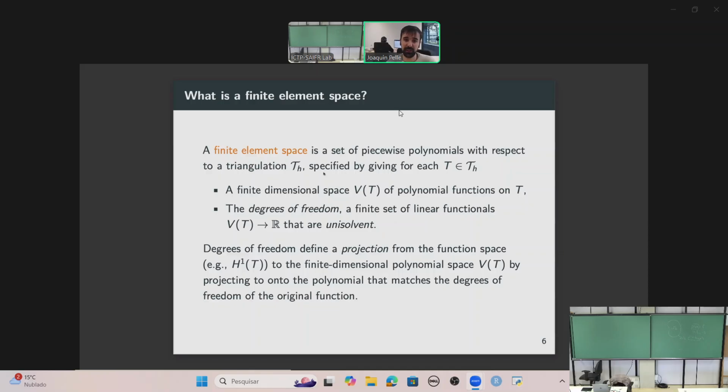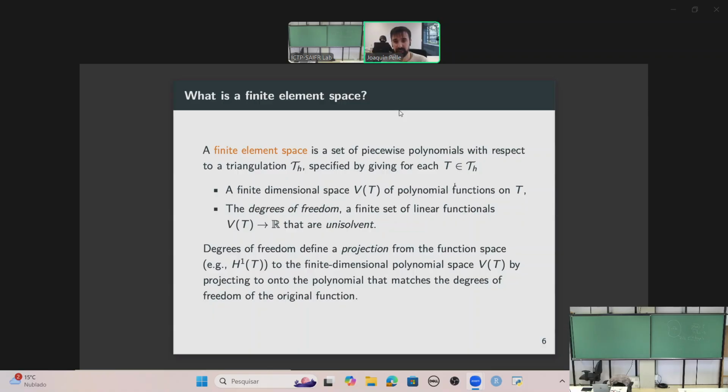we call this TH here, where H is the size of the mesh, which is essentially the largest diameter of any triangle in this mesh, which gives us a sense of how big one of the triangles can be. And we specify the finite element space by giving for each triangle in this triangulation a certain finite dimensional space of polynomials, right? That live on this triangle.